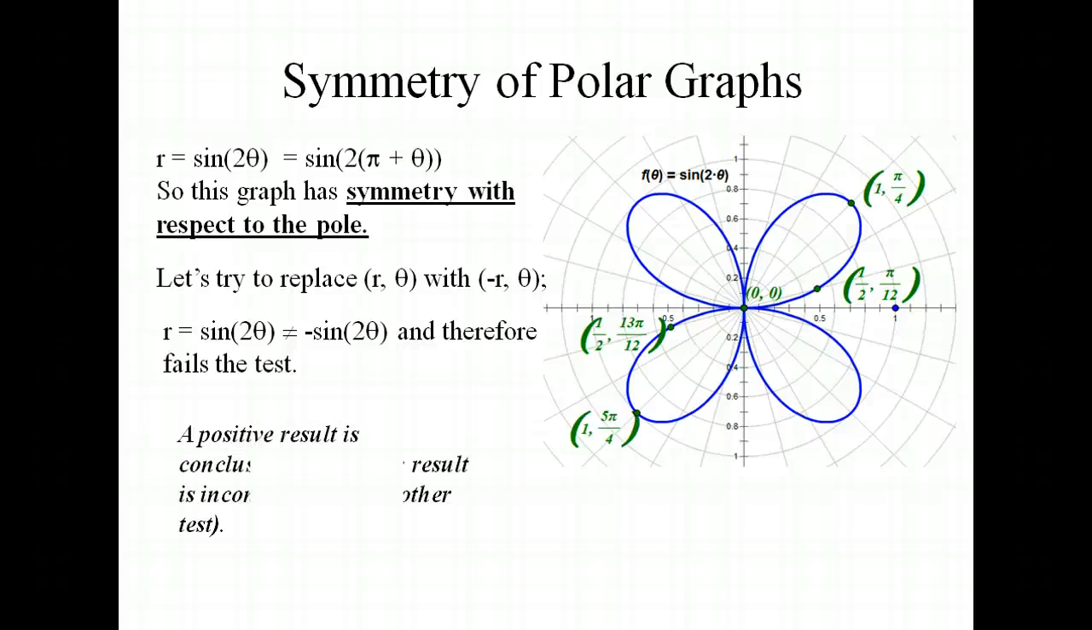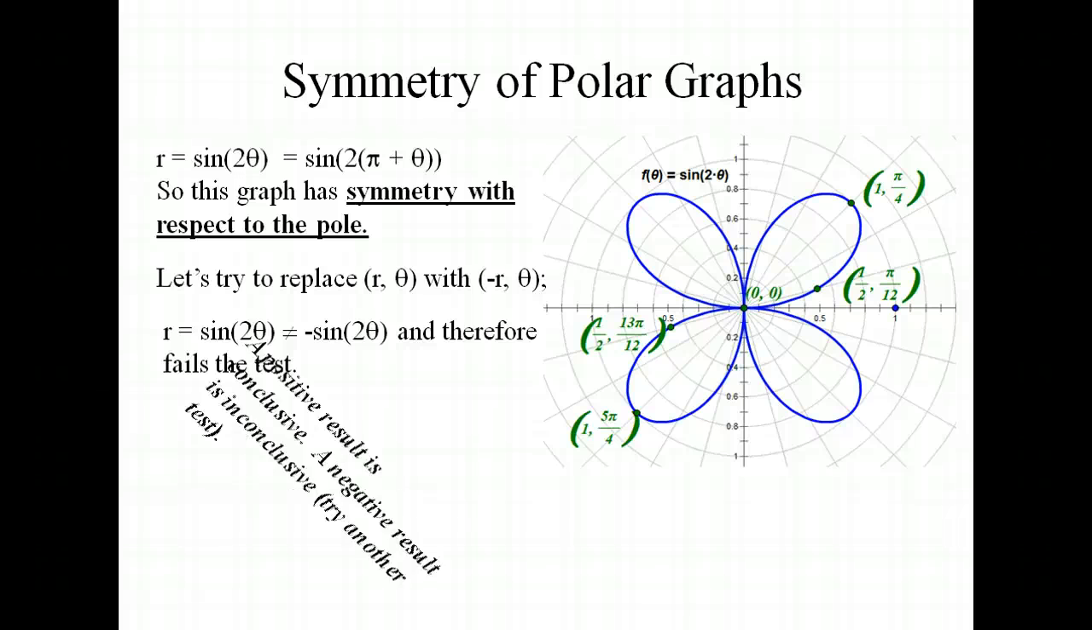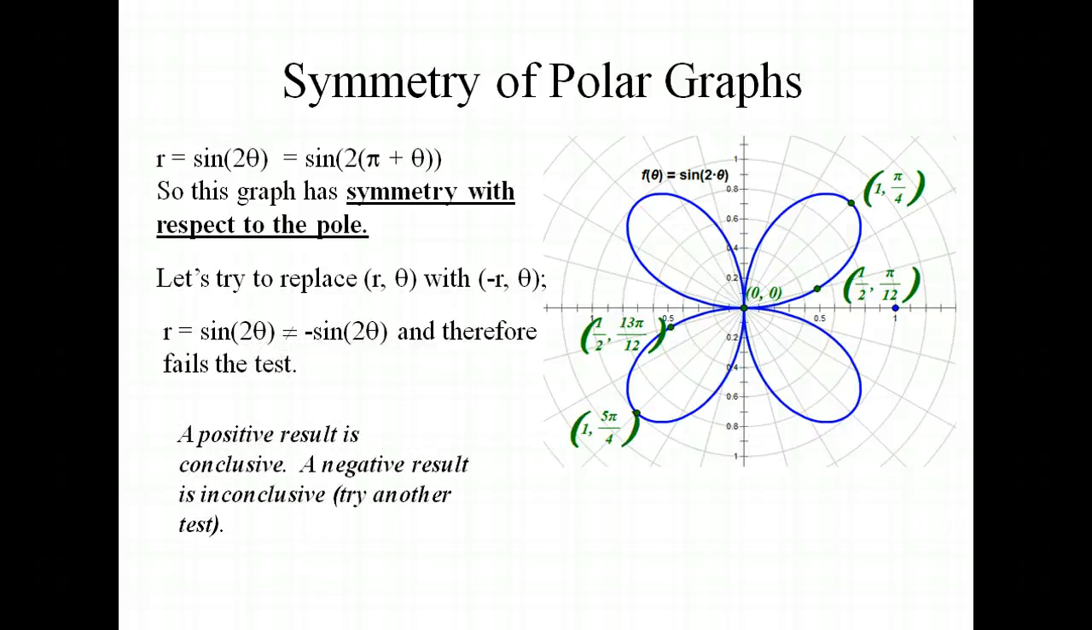So what happens with these tests is that if you get a positive result, it is conclusive, and it definitely has that type of symmetry. But if you get a negative result, it's inconclusive. You have to go back and try another test or find another way to decide what the symmetry is for your graph.